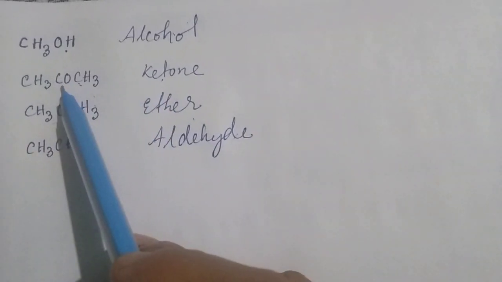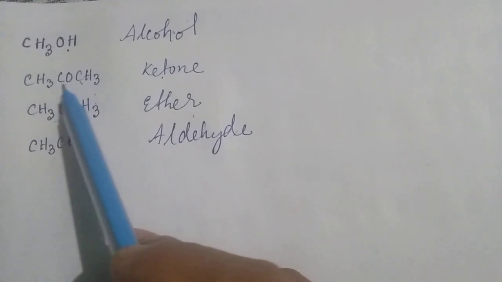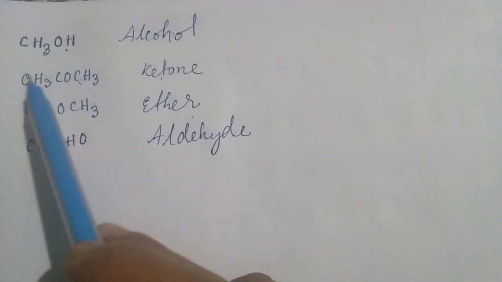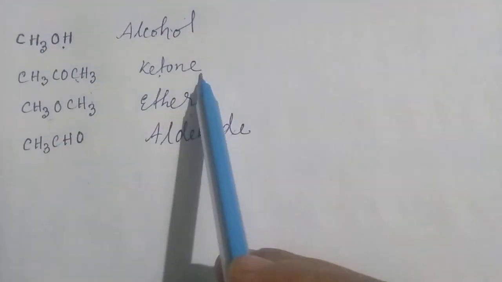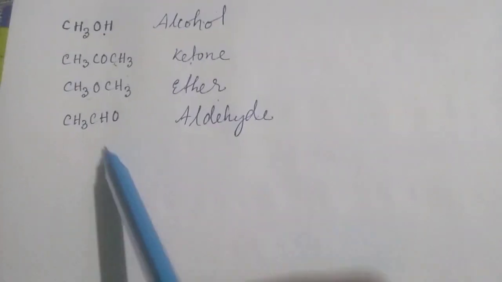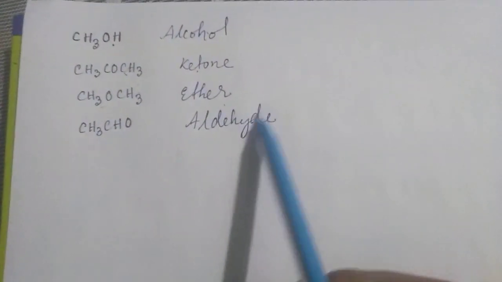Then CO, whenever there is CO, that means RCOCH3. Okay, CH3COCH3, this is called ketone, and this is called ether, and this is aldehyde. So all these are functional groups.